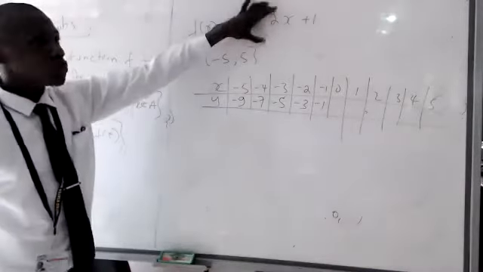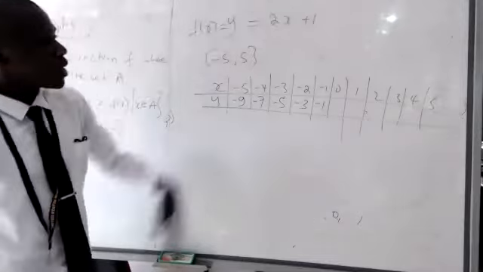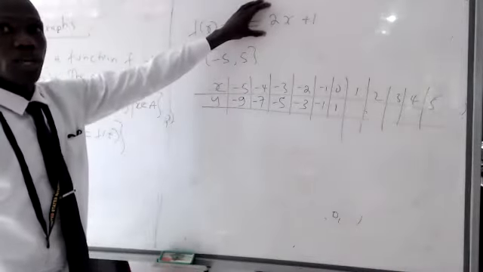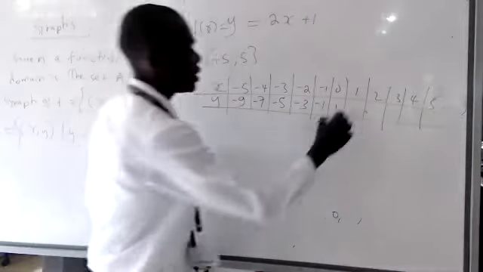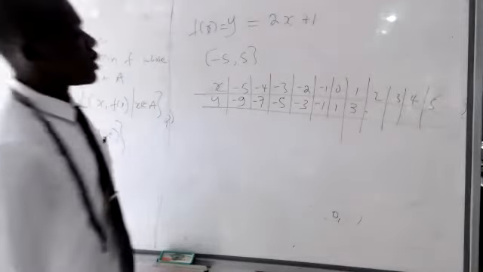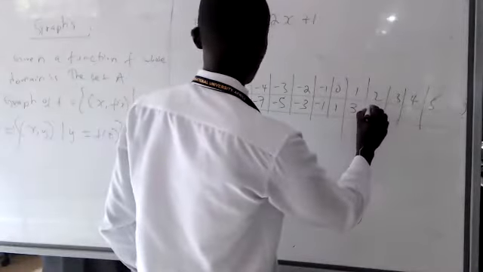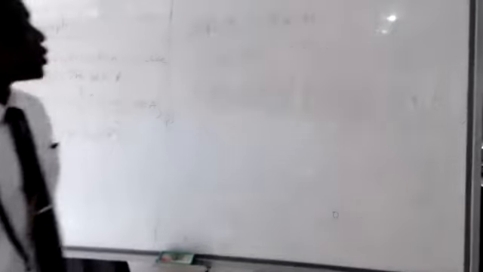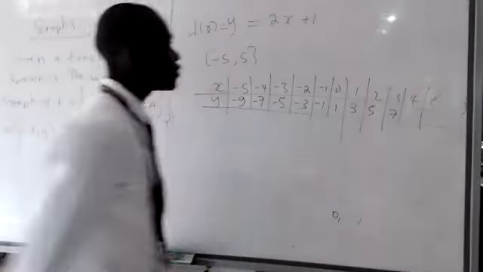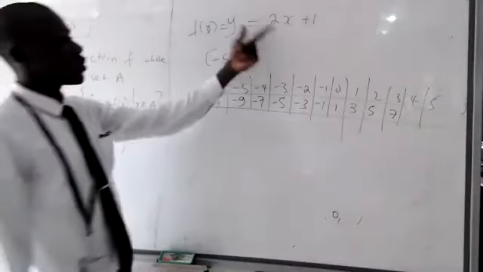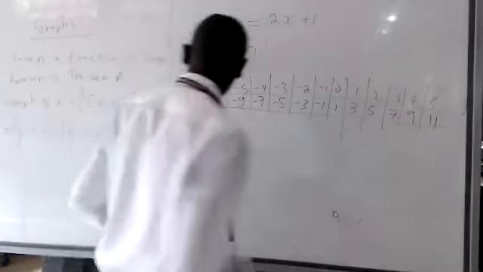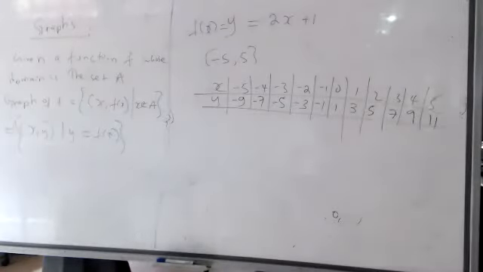If you put 0, 2 times 0 is 0, so 0 plus 1, this is just 1. If you put 1, 2 times 1 plus 1, that is going to be 3. If you put 2, 2 times 2 plus 1, that's going to be 5, okay? If you put 3, 2 times 3, 6 plus 1, that is 7. If you put 4, 2 times 4, that's 8 plus 1 is 9. Lastly, 5, 10 plus 1 is 11. Now let us draw the graph of this function.